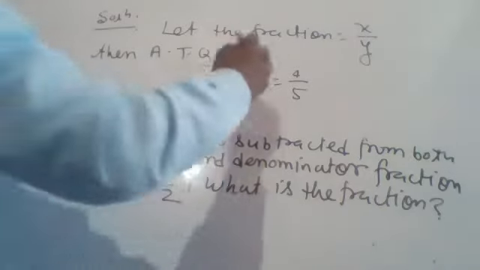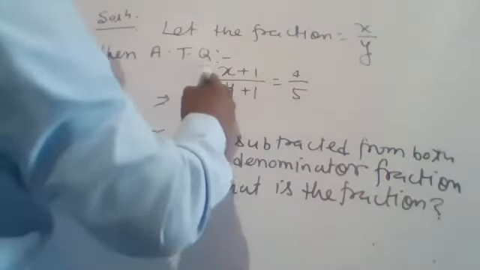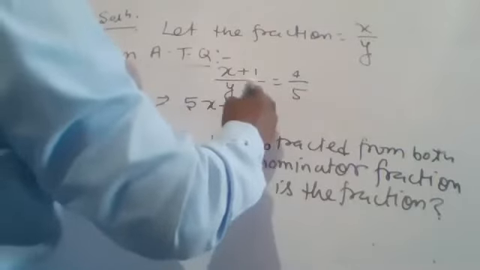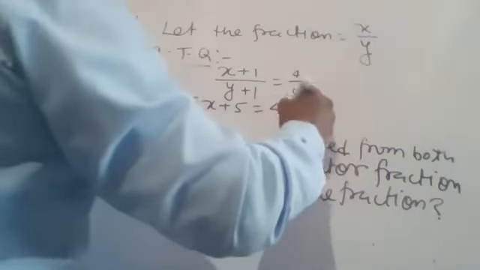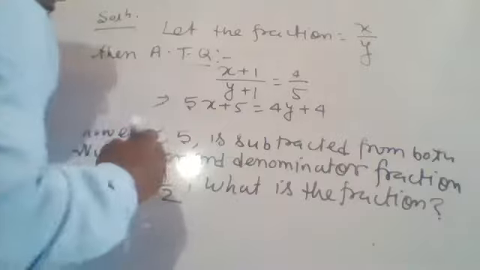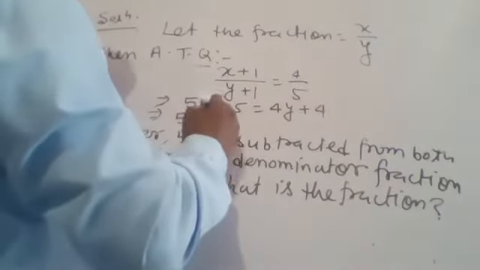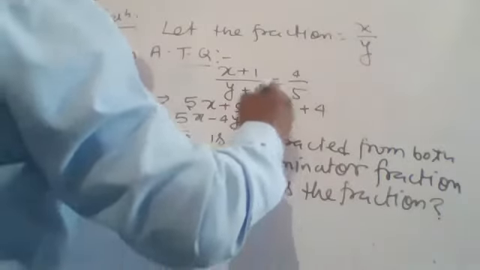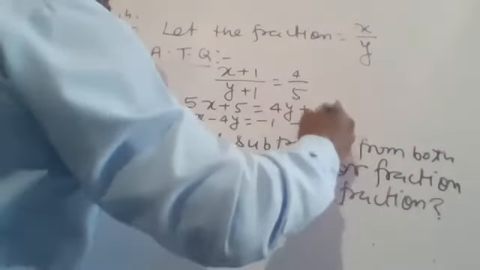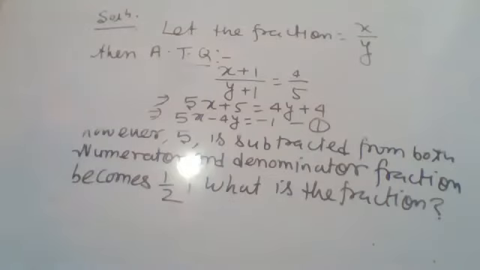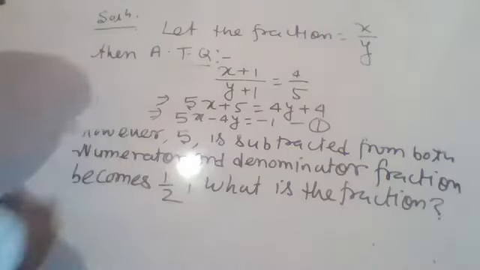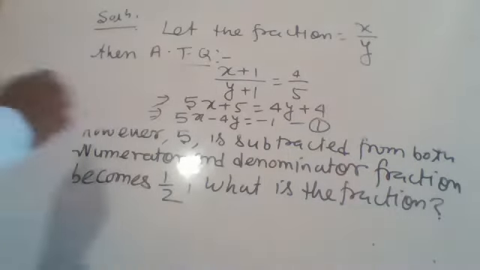So this gives us the first equation. After cross multiplication we get 5x plus 5 is equals to 4y plus 4. So we can write it now as 5x minus 4y is equals to 4 minus 5, that is minus 1. So we get the first equation. Write down, students. This is the first equation according to the question and according to the first statement. What is the second statement?